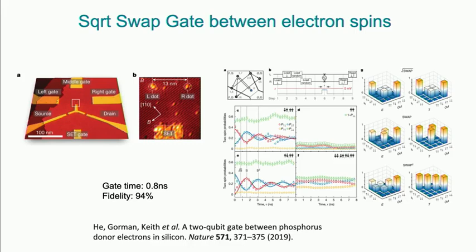More recently, there's been experiments here. This is an example of a square root of swap gate. So we want to be able to interact two of the electron spins here together. In this experiment, this was done in natural silicon, where they basically performed a 2-qubit gate, a square root of swap gate. They got a very fast gate time, less than a nanosecond, and a fidelity of 94% for interacting their electron spins together and doing a 2-qubit gate.